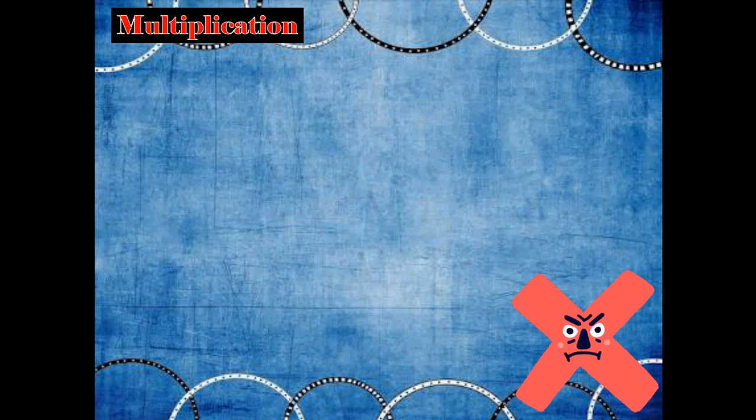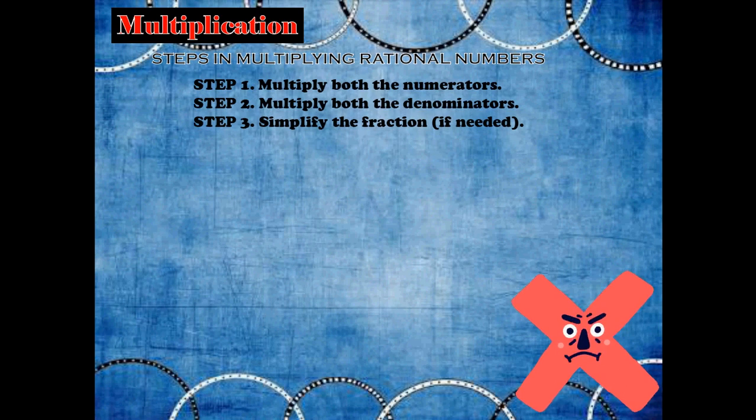So let's proceed to another operation, which is multiplication. Steps in multiplying rational numbers. Step 1, multiply both numerators. Step 2, multiply both denominators. And step 3, simplify the fraction.